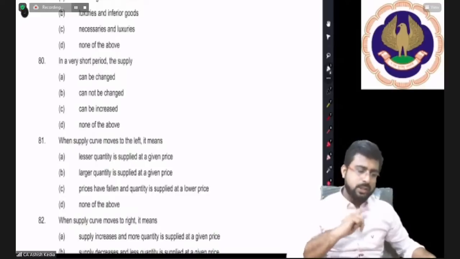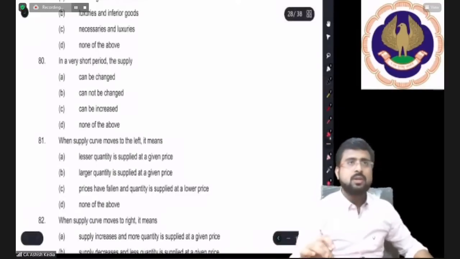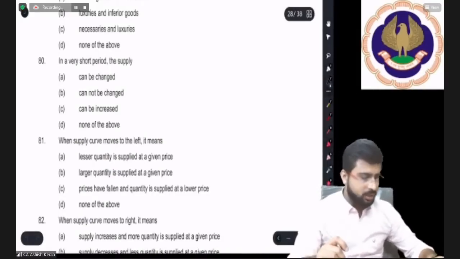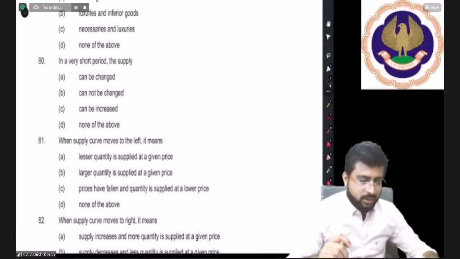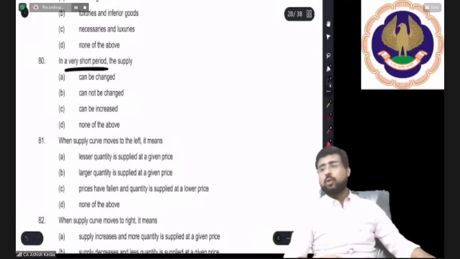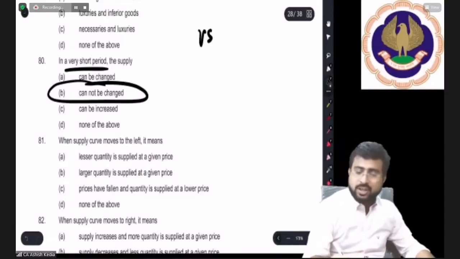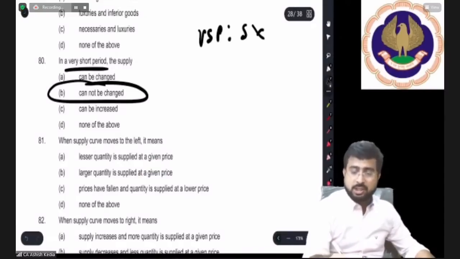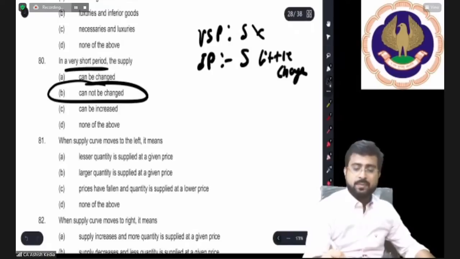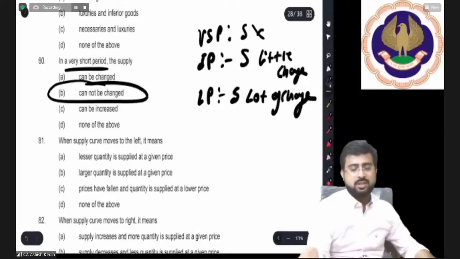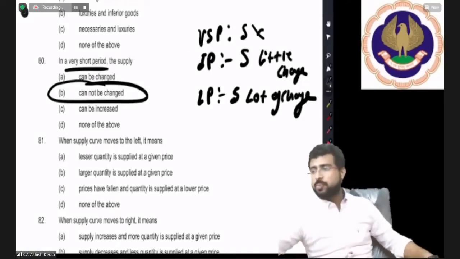So now, as you can see, the question related to time period is coming. Pay attention, everyone. In a very short period, what will happen to supply? As I have told you, the supply cannot be changed. Remember, guys, very short period, supply no change. Short period, supply little change. And in case of long period, lot of change in supply. So very short period cannot be changed.